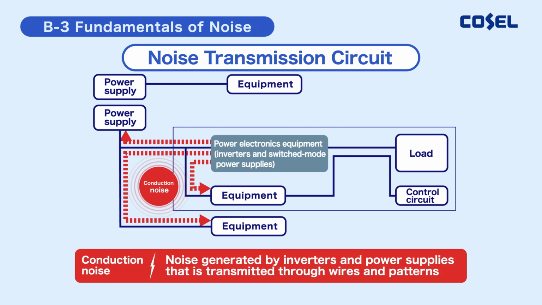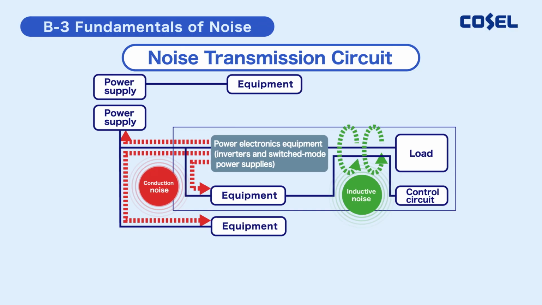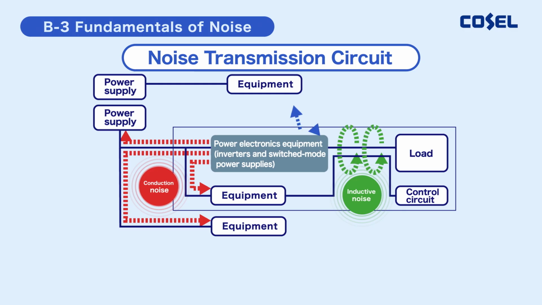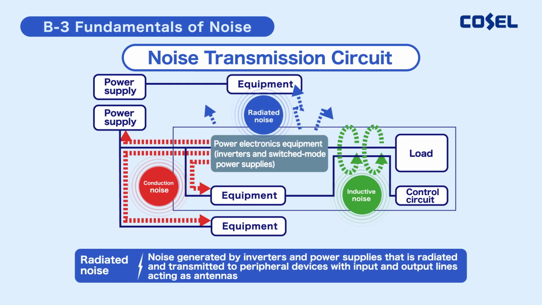Conduction noise indicates noise generated by an inverter or power supply that is transmitted to wires or patterns. Inductive noise is noise that is induced and transmitted by electromagnetic induction or electrostatic induction when power or signal lines of peripheral devices approach a line where noise current is flowing. Radiated noise refers to noise generated by inverters and power supplies that is radiated through input and output lines as antennas and transmitted to processing equipment.